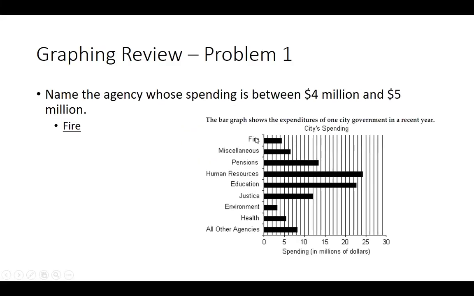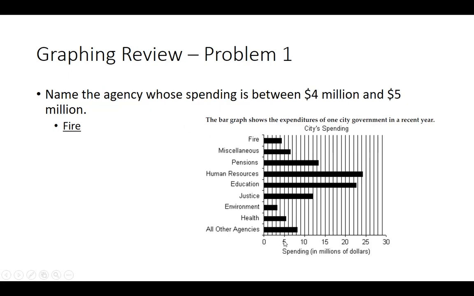This bar graph here shows the expenditures of one city government in a recent year. All the agencies are listed down this left side with bars coming off of them. Across the bottom, it says spending in millions of dollars, and each bar reaches a certain amount of spending. Name the agency whose spending is between $4 million and $5 million.